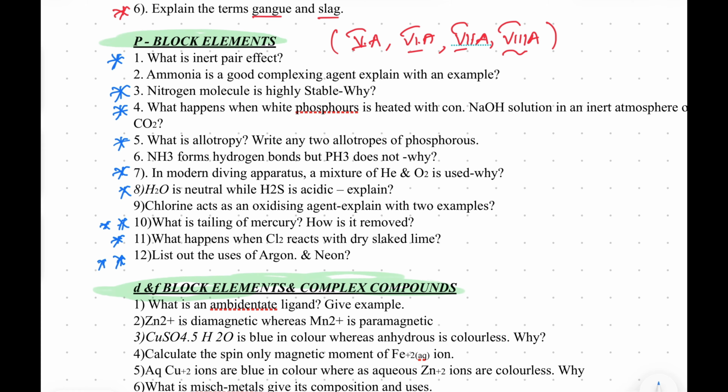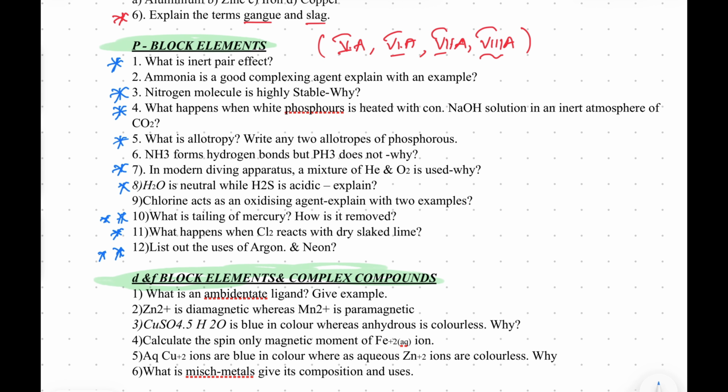Next one, less important: ammonia is a good complexing agent. It comes in transition elements. That's why we are giving less important here. Nitrogen molecule is highly stable. So many times asked, because of the triple bond, 945 kilojoules energy is required. And this is also important: what happens when phosphorus is heated with concentrated sodium hydroxide, okay, in an atmosphere of CO2.